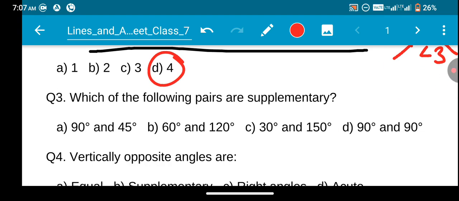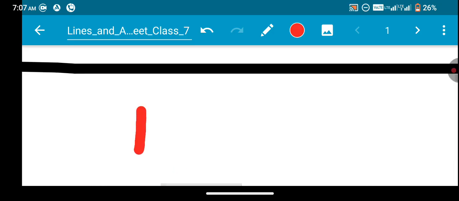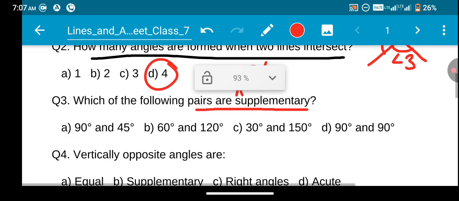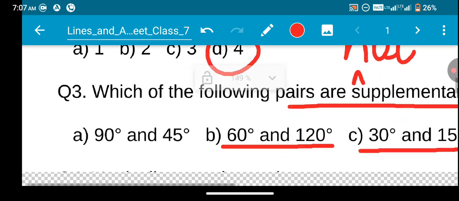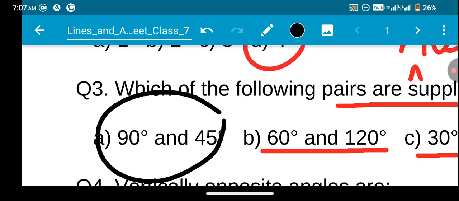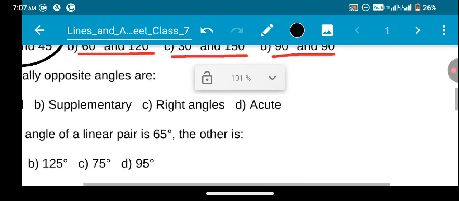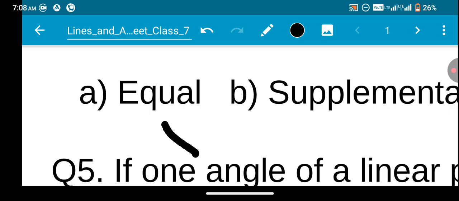Which of the following pairs are not supplementary? 60 plus 120 is 180. 30 plus 150 is 180. 90 plus 90 is 180. This means only one option is left, 90 and 45 degrees. Option A. Vertically opposite angles are, this comes from properties. Vertically opposite angles are what? They are equal.